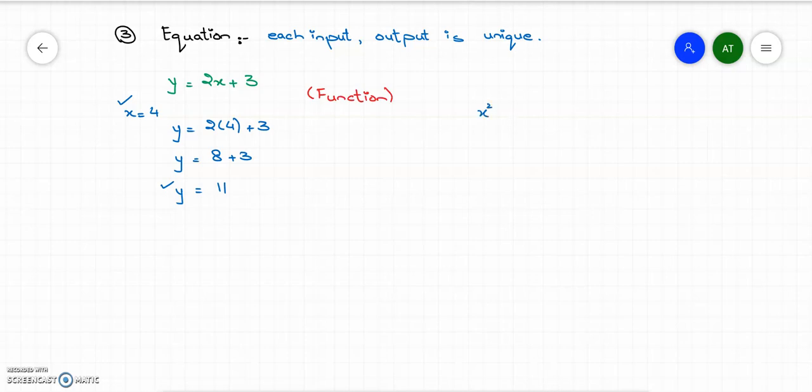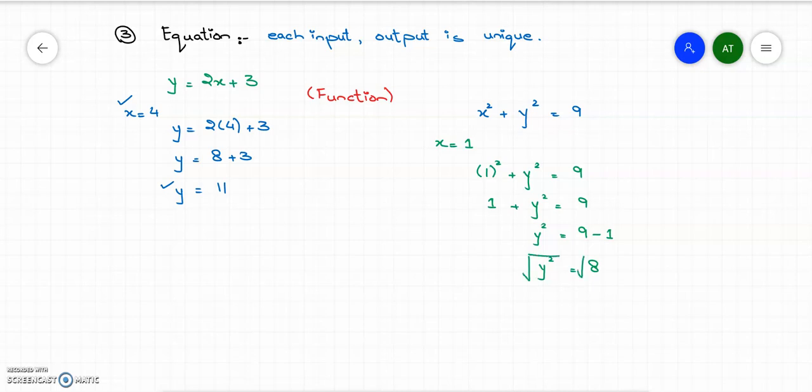Let me take another example of an equation. Let's say x squared + y squared = 9. Let me give an input, x = 1. Substituting x = 1: 1 squared + y squared = 9. So 1 squared is just 1, plus y squared = 9. So y squared = 9 − 1, so y squared = 8. Now to solve for y, we take the square root on both sides. So y = positive and negative square root of 8.